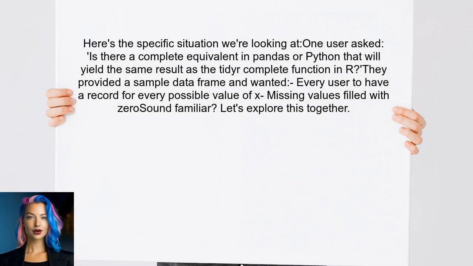Let's take a look at the specific question at hand. One user asked, is there a complete equivalent in Pandas or Python that will yield the same result as the tidyr complete function in R? They provided a sample data frame and wanted to ensure every user has a record for every possible value of X, with missing values filled with 0. Sound familiar? Let's explore this together.